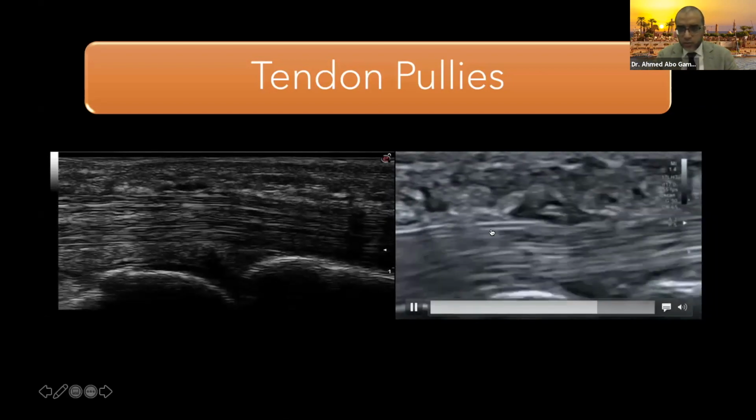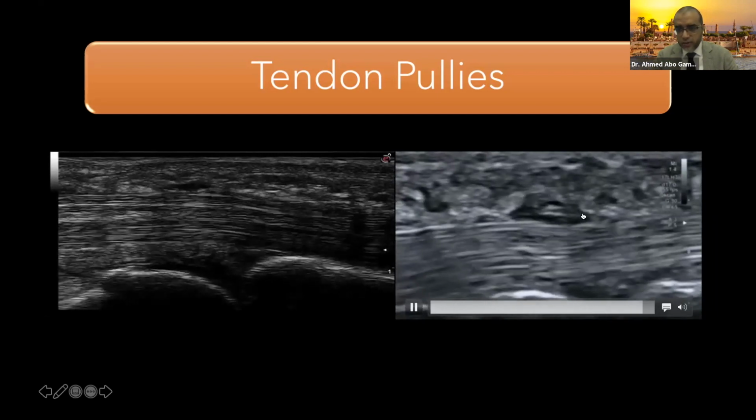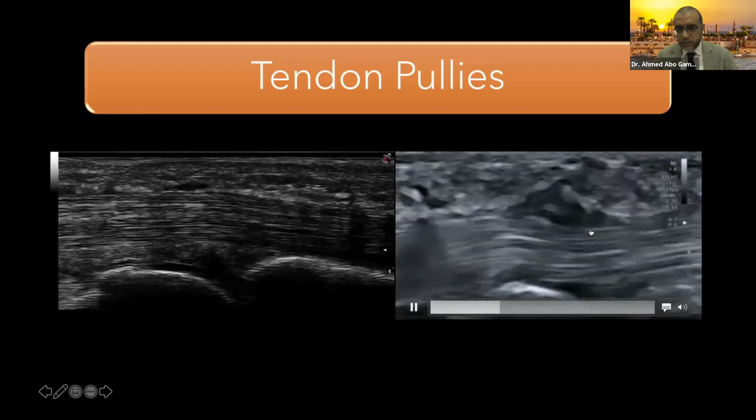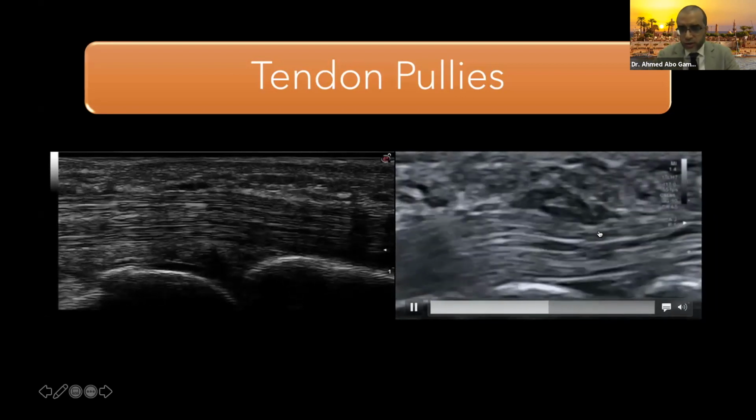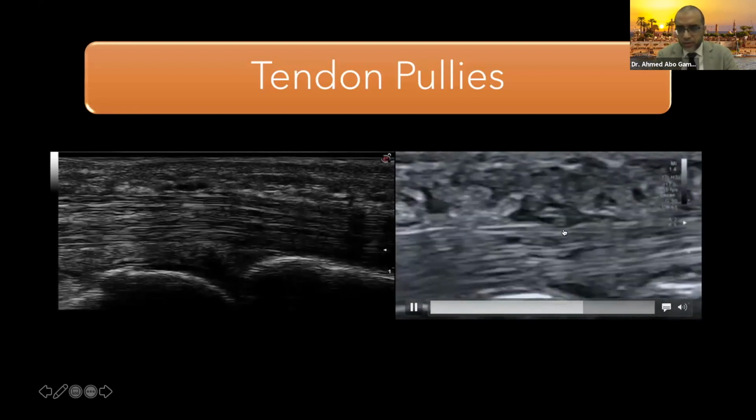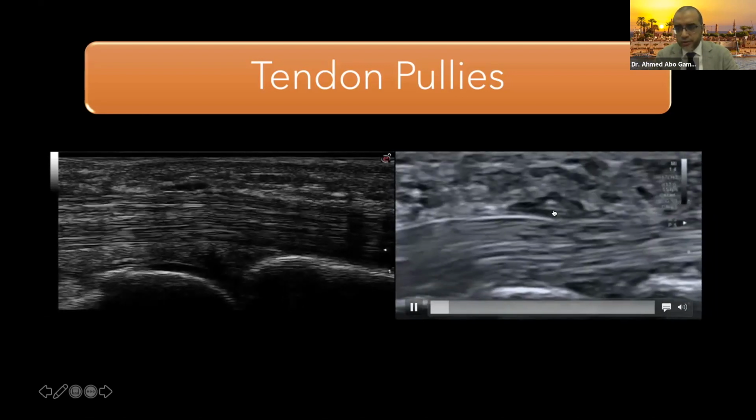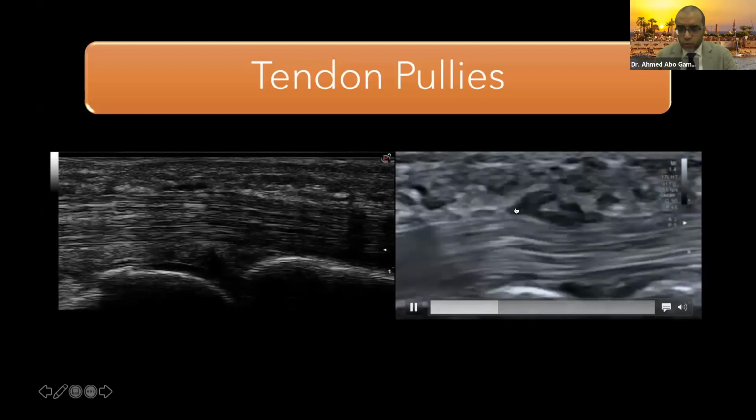In the other video here, this is a degenerated and swollen pulley. This is actually a case of trigger finger or stenosing tenosynovitis. You can visualize the tendon is actually invaginated and compressed, stenosed by the tendon pulley itself during movement of the tendon.